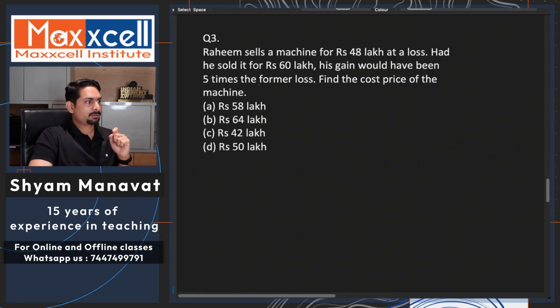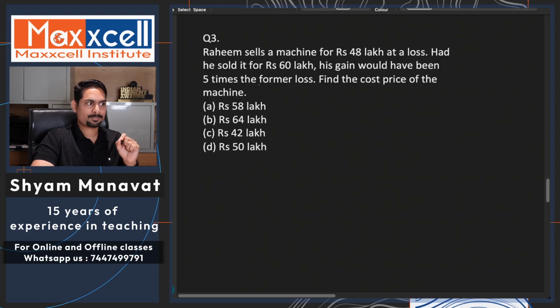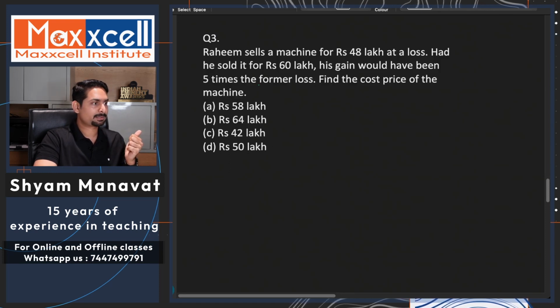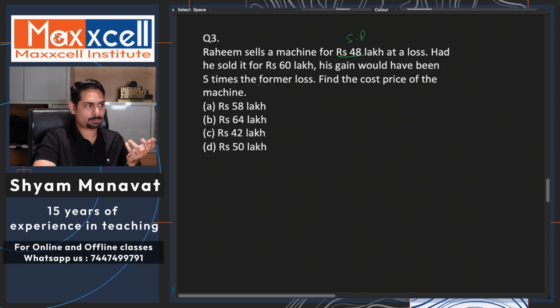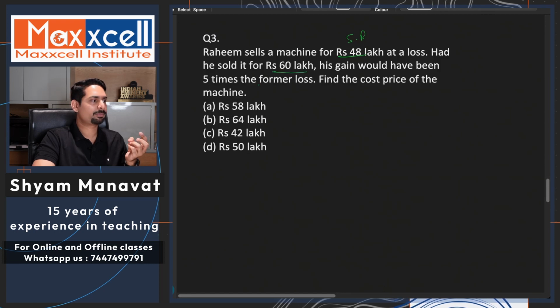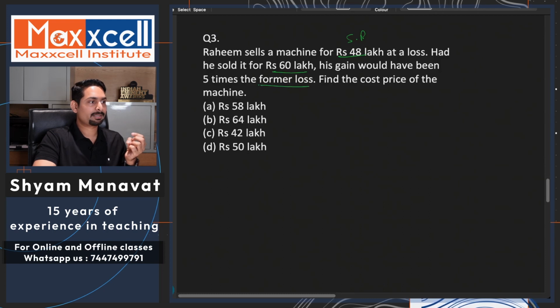Okay. So third question. Third question says Rahim sells a machine for 48 lakhs at a loss. What is the loss? That is not given. But 48 is the selling price, right? He's selling at 48, at a loss which we don't know. Had he sold it for 60 lakhs, his gain would have been 5 times of the former loss. That means comparing with this loss.